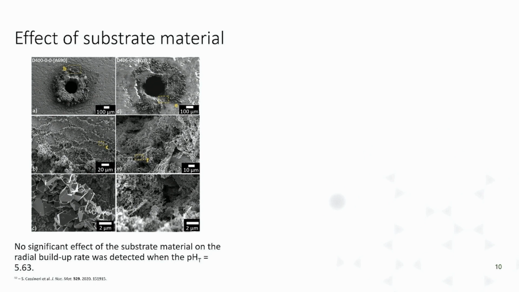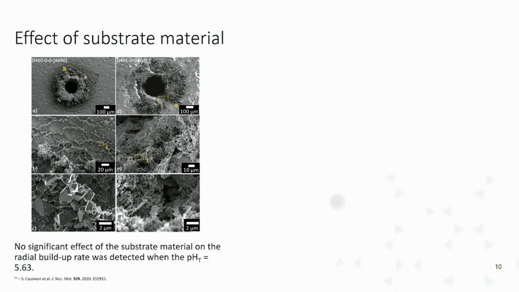So in particular, just looking at some of the effects or the highlights of this work, the first one is the effect of the substrate material. There was a study done by a predecessor of mine, Stefano Casanere, who looked at the difference between electrically conductive surfaces and insulating surfaces. In particular, in this case, I'm showing alloy 690 and a zirconia sample.